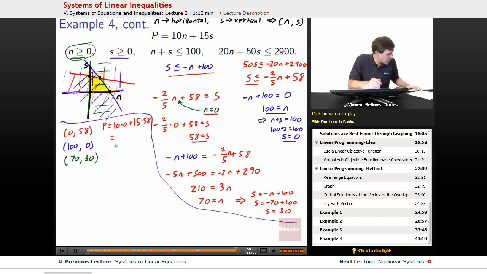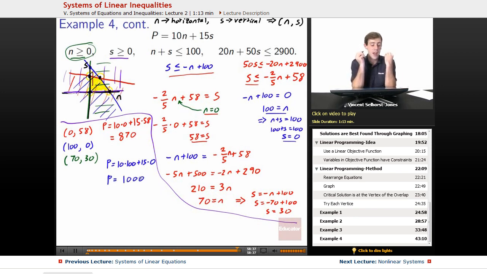15 times 58 becomes 870. So we would make a total of $870,000 at the lot if we bought nothing but superfines. Next, we'll do the one that we arbitrarily made the blue point. The profit out of that one would be 10 times 100 plus 15 times 0, the number of superfines. So the profit we'd make off the lot would be 1,000 plus 0. So if we sold nothing but Nices, we would get 1,000, or $1 million, off of our sales. But what if we sold a combination of Nice and superfine?